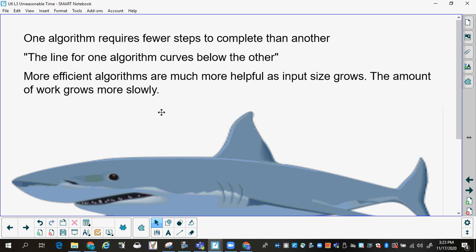Okay, one algorithm requires fewer steps to complete than another. The line for one algorithm curves below the other. More efficient algorithms are much more helpful as input size grows. The amount of work grows more slowly. Usually, when we talk about algorithmic efficiency, we talk about its ability to run faster, take less time. Sometimes the complexity can factor in a little bit too, if it's something that may need to be modified.